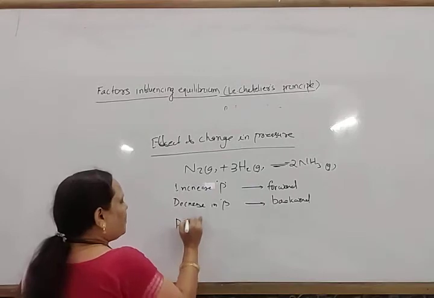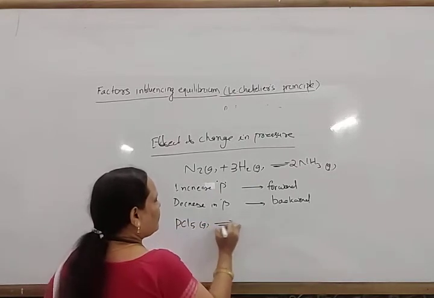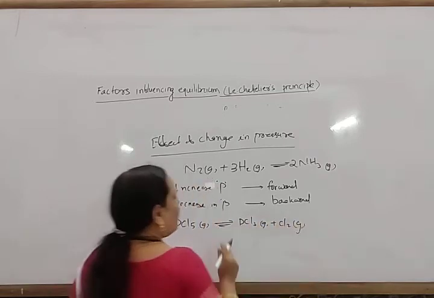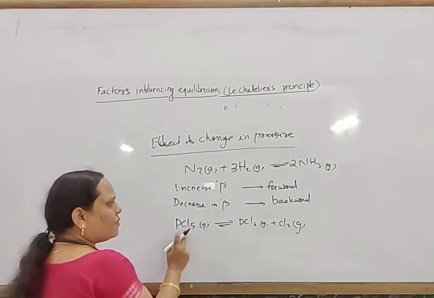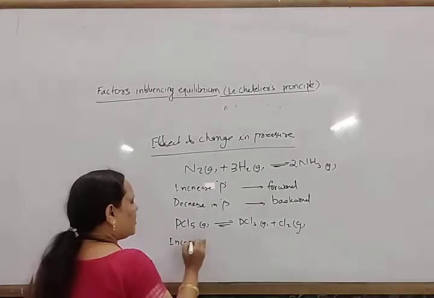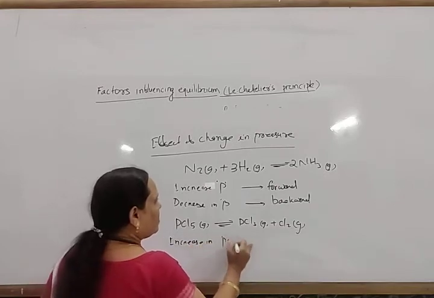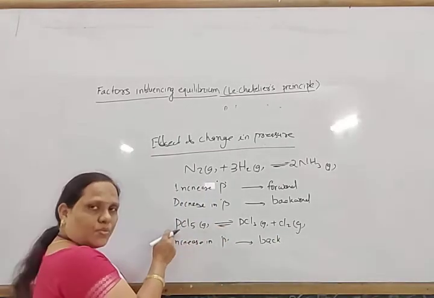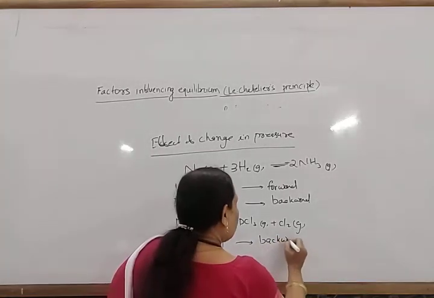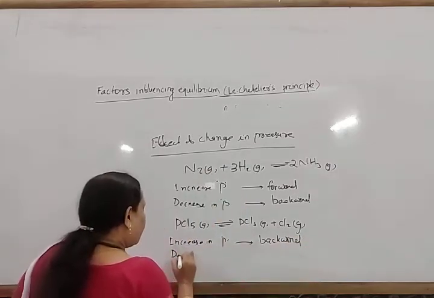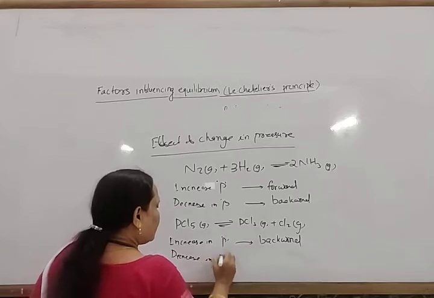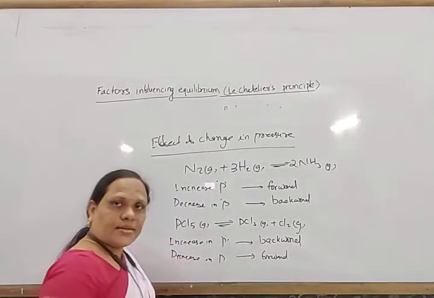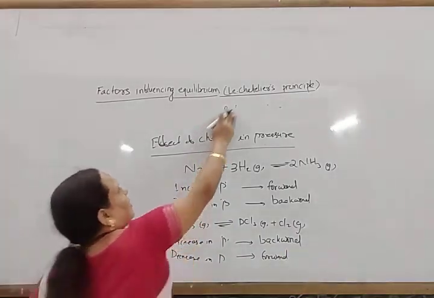Another example: PCl5 gas gives rise to PCl3 gas plus Cl2 gas. Here two moles are on the right and one mole on the left. So an increase in pressure shifts the equilibrium backward, since fewer moles are present backward. And a decrease in pressure shifts the equilibrium towards the forward direction. Okay, are you clear?